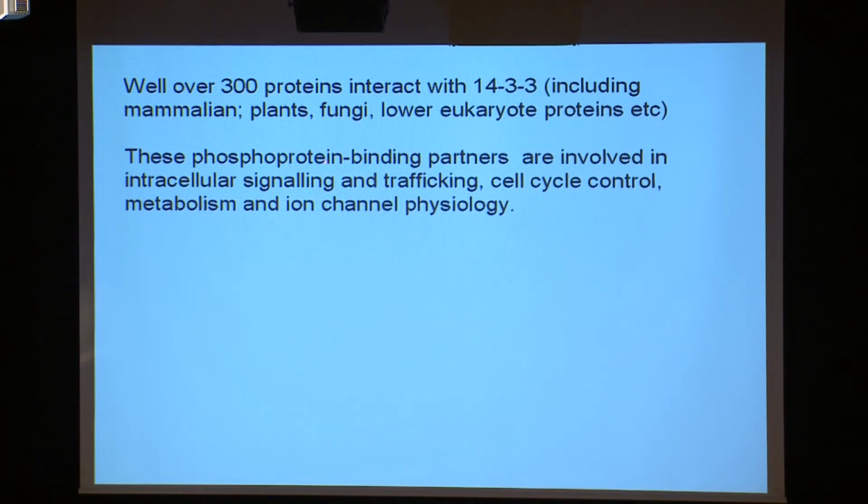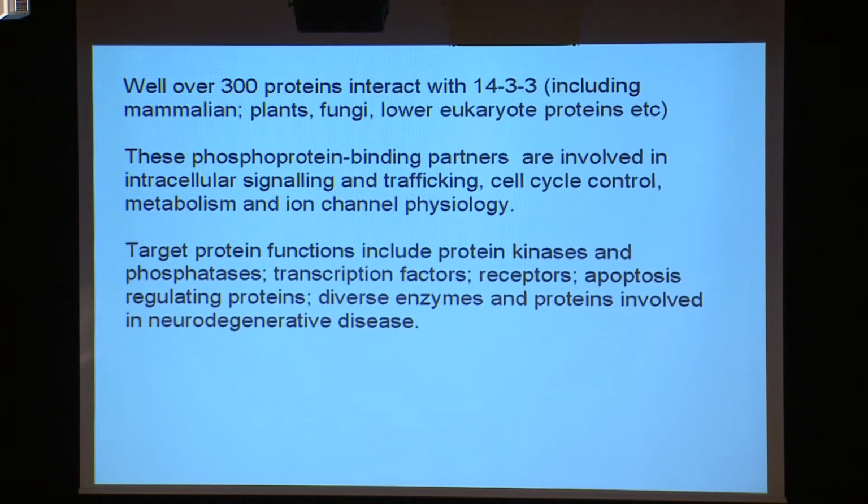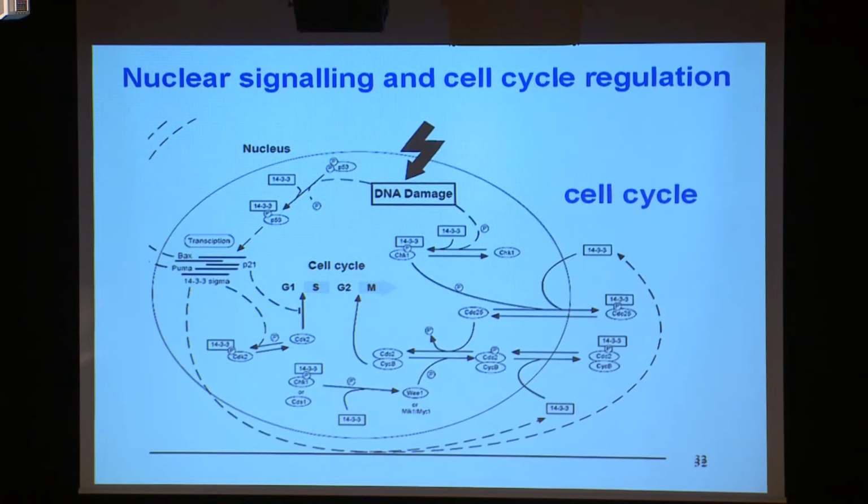The phosphorylated proteins that bind are involved in a wide range of intracellular signaling, trafficking, cell cycle control, metabolism, ion channels, physiology, etc. The proteins that interact with 14-3-3 include protein kinases, which put phosphate groups on, phosphatases, which take them off, transcription factors involved in gene regulation, receptors, apoptosis regulating proteins, diverse enzymes, and most interesting for us, proteins involved in neurodegenerative disease as well. So I'll give you some examples of those as we go.